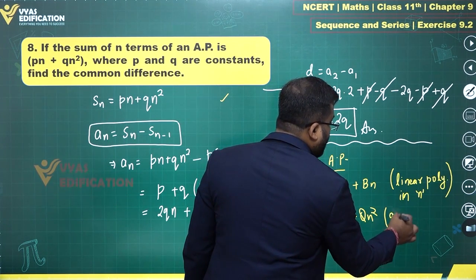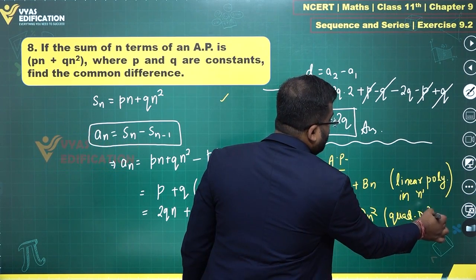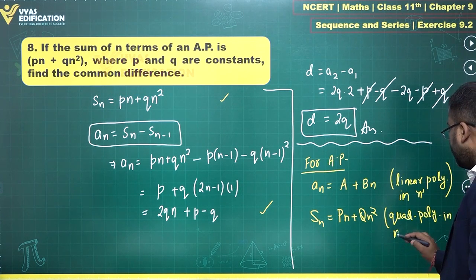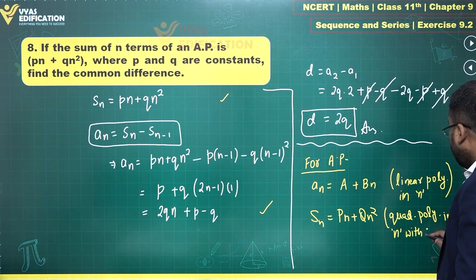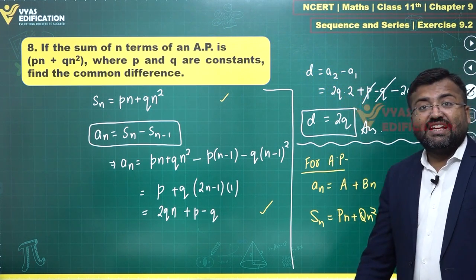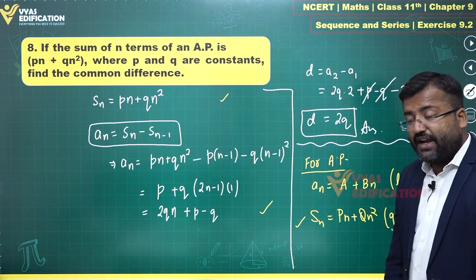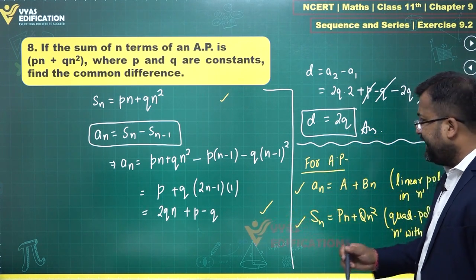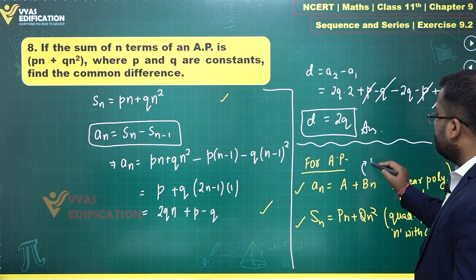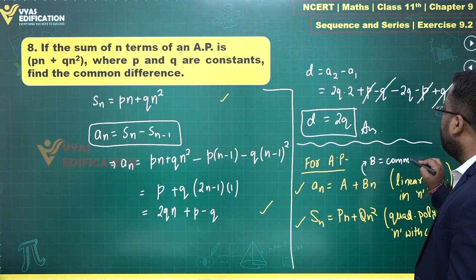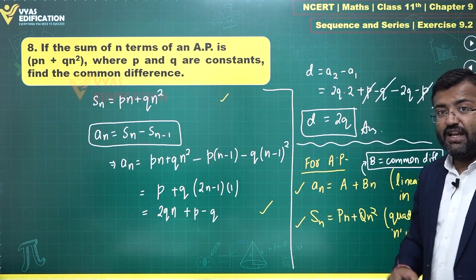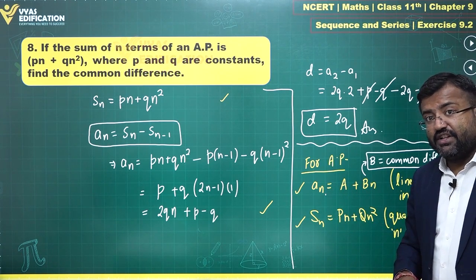So you'll always have a quadratic polynomial in n with constant is equal to 0. This is the general form for sum of n terms of an AP, nth term of an AP. Then what do we observe from here? This B is the common difference. This B is the common difference of that AP. If this is the general term, this B is the common difference of the AP.